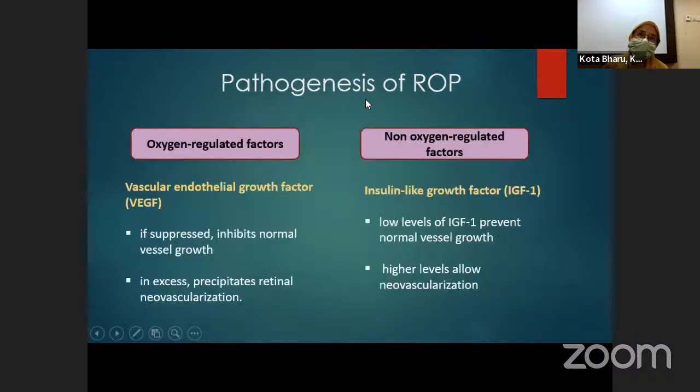Okay, in the pathogenesis of ROP, actually there is the oxygen regulated factor, the vascular endothelial growth factor, but it is not the sole factor that causes the ROP. There is another factor, we call it the non-oxygen regulated factor. We call it insulin-like growth factor. The low level of insulin-like growth factor will prevent the normal vessel growth, but a higher level will also cause neovascularization.